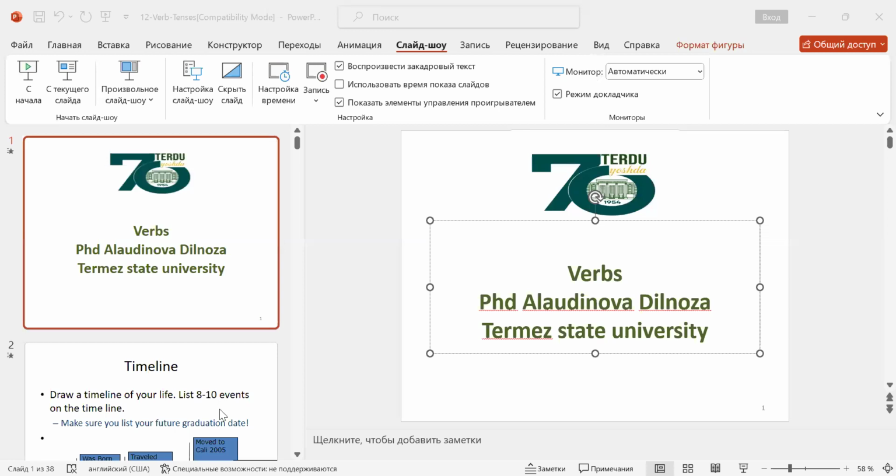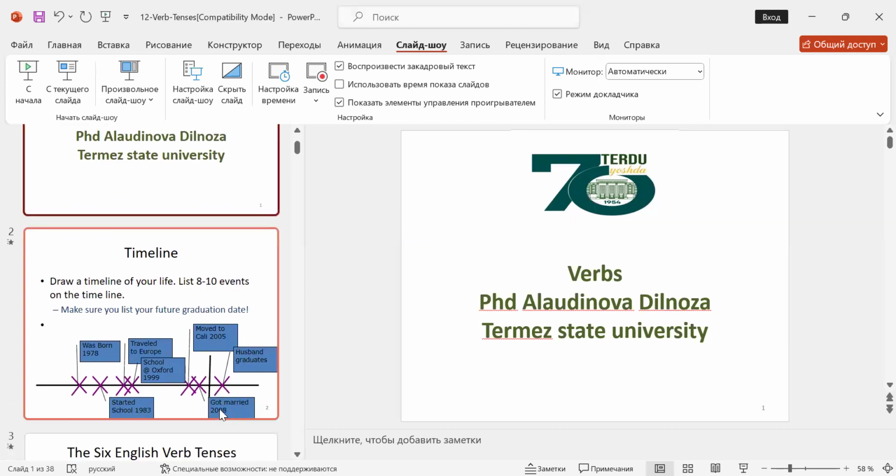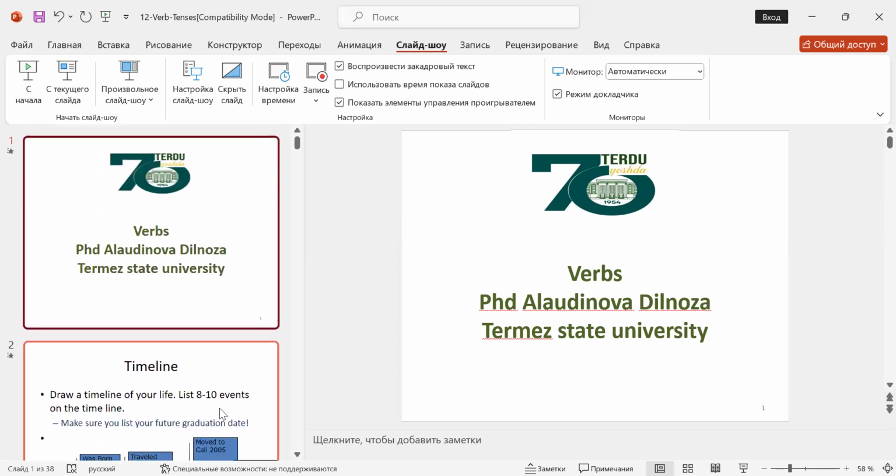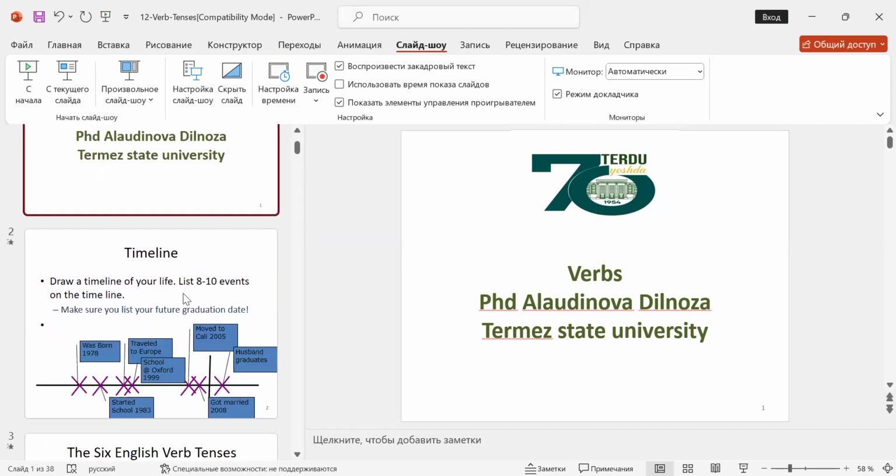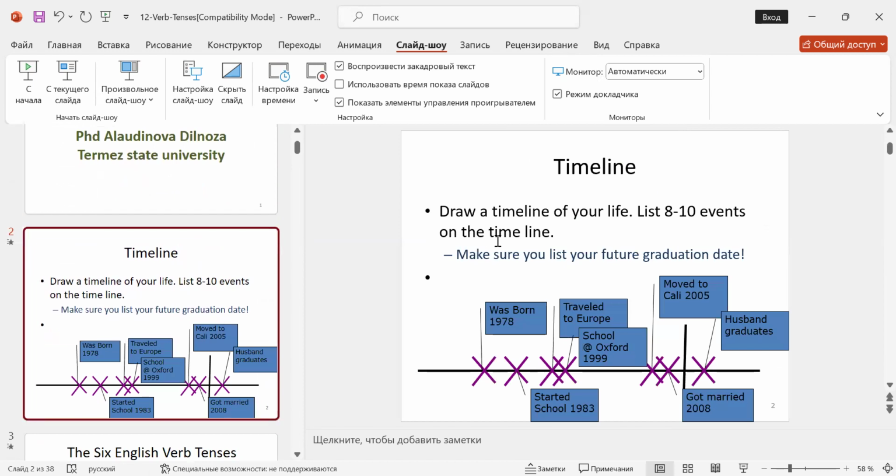In today's lesson, we will talk about the 12 verb tenses. Okay, the first thing is the timeline. Before using any tense, we have to think about the timeline of the tense. First of all, you have to draw a timeline of your life, for example. List 8 or 10 events on the timeline. Make sure you list your future graduation date.